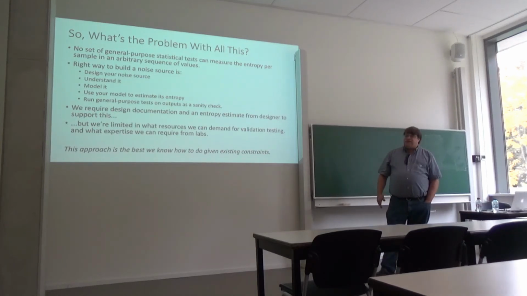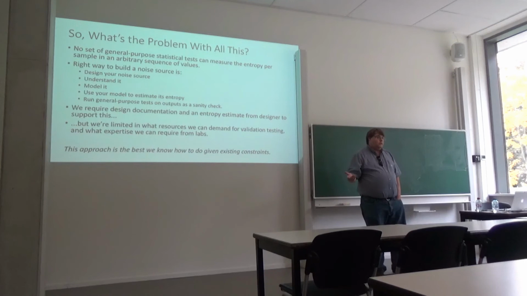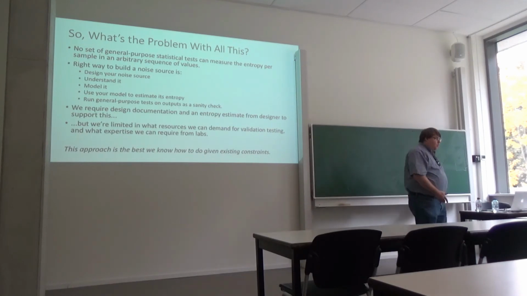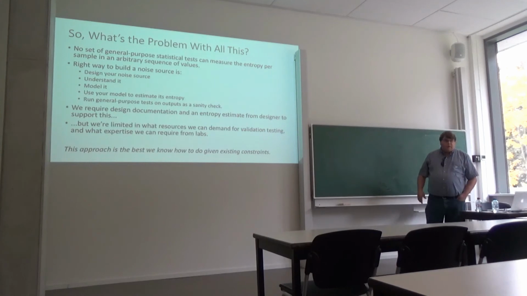But the right way to do this is to take this set of entropy tests that we have and use them as a sanity check on your model. Ideally, you should be doing statistical tests on the outputs at the end after you've done this modeling, and then you should say, oh, wait, these tests are showing a lower entropy than my model says, I've got a problem. What we can do is just say, here, we're going to award you an estimate based on what we know.